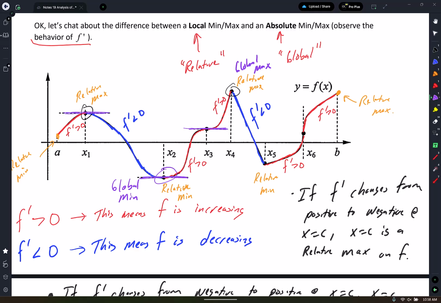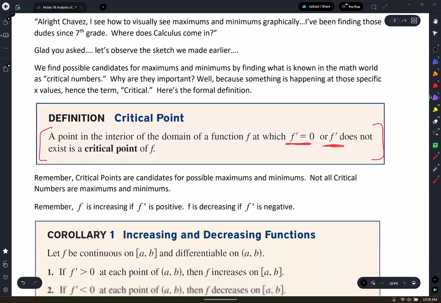So a critical point just means it's a candidate for a possible max or min. You got to check if there's a sign change on f prime. Okay? Does that make sense, guys? All right, so there it is. That's what a critical point is.